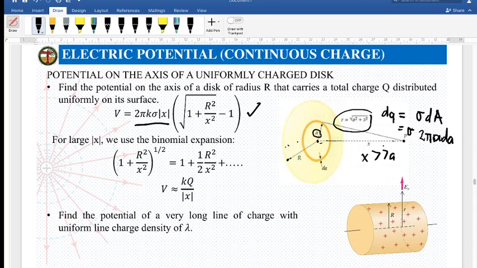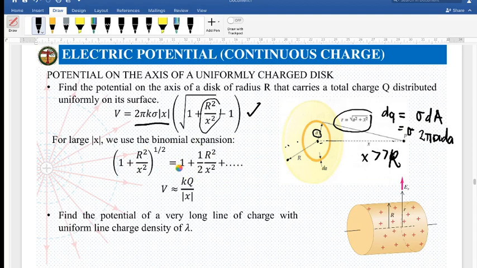So if your x is greater than r, the radius of the disk, the total radius, you can see from this expression that this is actually a form of a binomial expansion, meaning that if your r over x is less than 1, then this square root of 1 plus r squared over x squared can be equated to a series expansion equal to this one.